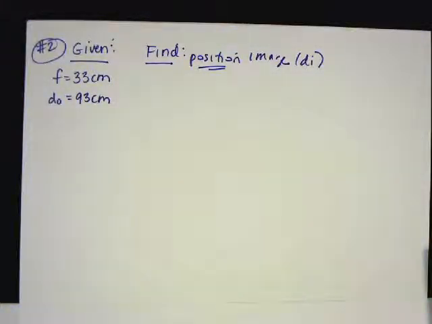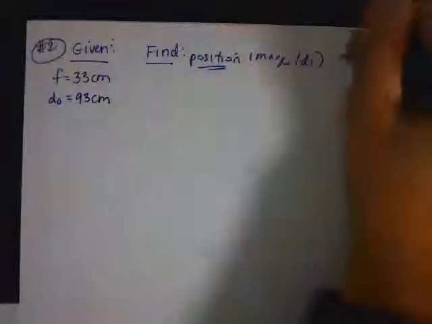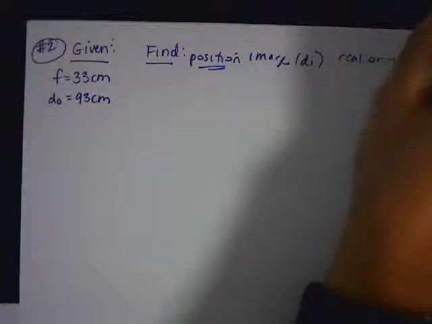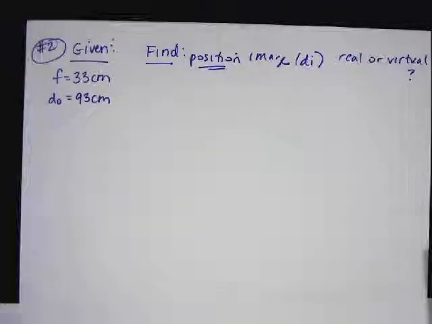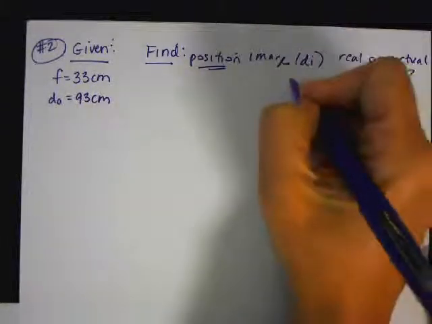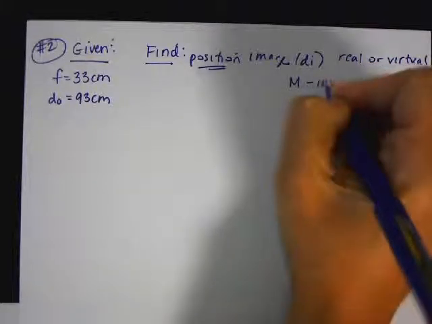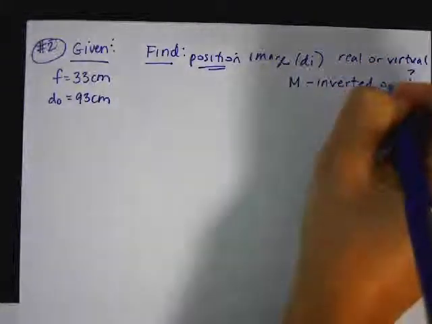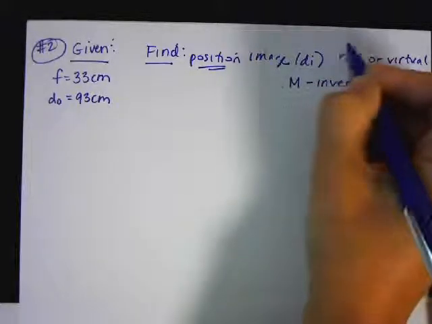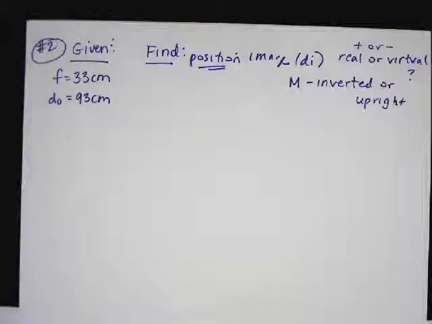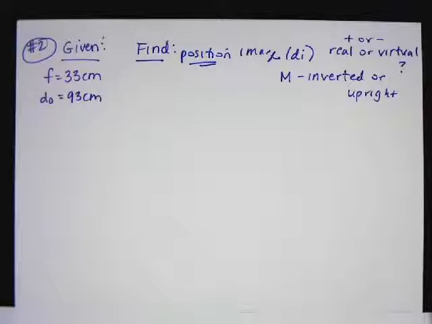So then it says, is the image real or virtual? So that means I really want to know, is that the only thing it asks? Is it inverted or upright? So the magnification, M, is going to tell me if it's inverted or upright. If it's real or virtual, if DI is positive or negative, that's going to tell me if it's real or virtual. Okay.